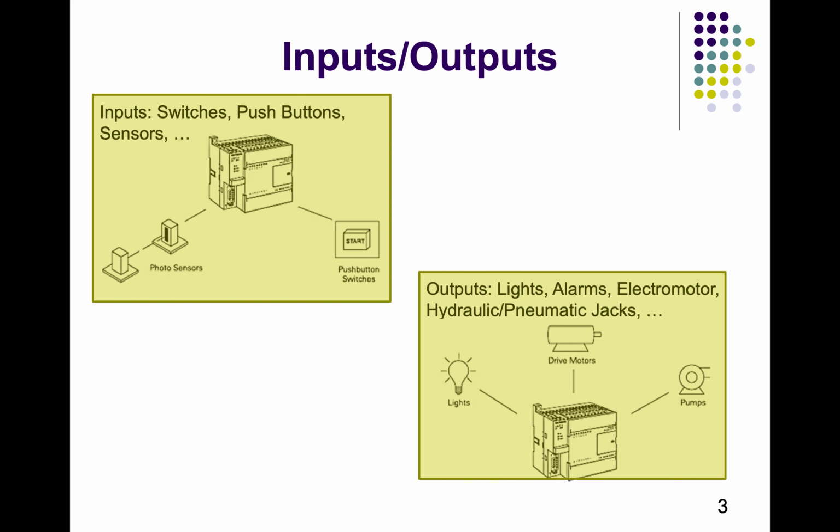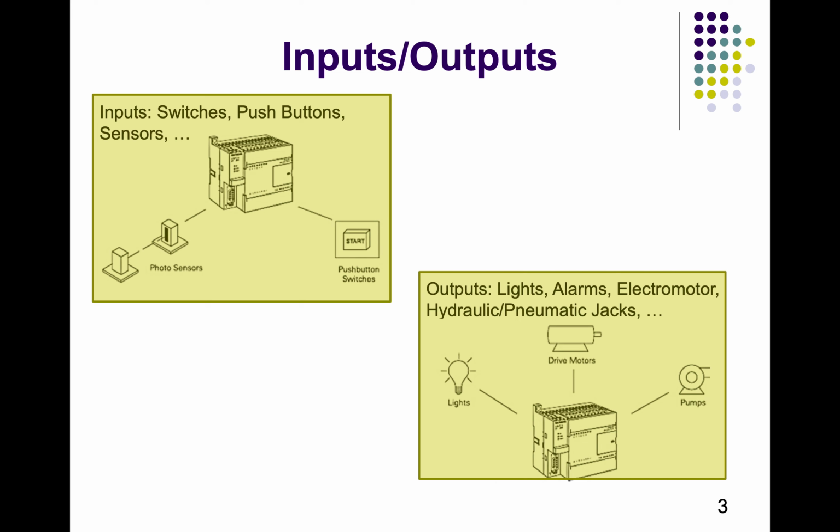So the inputs can be something like a switch which we will turn on to turn on the whole process, or it can be some push buttons, or it can be some sensors like a color sensor which can be used to detect which color is running through the process, or it can be a proximity sensor which says whether a product is there or not.